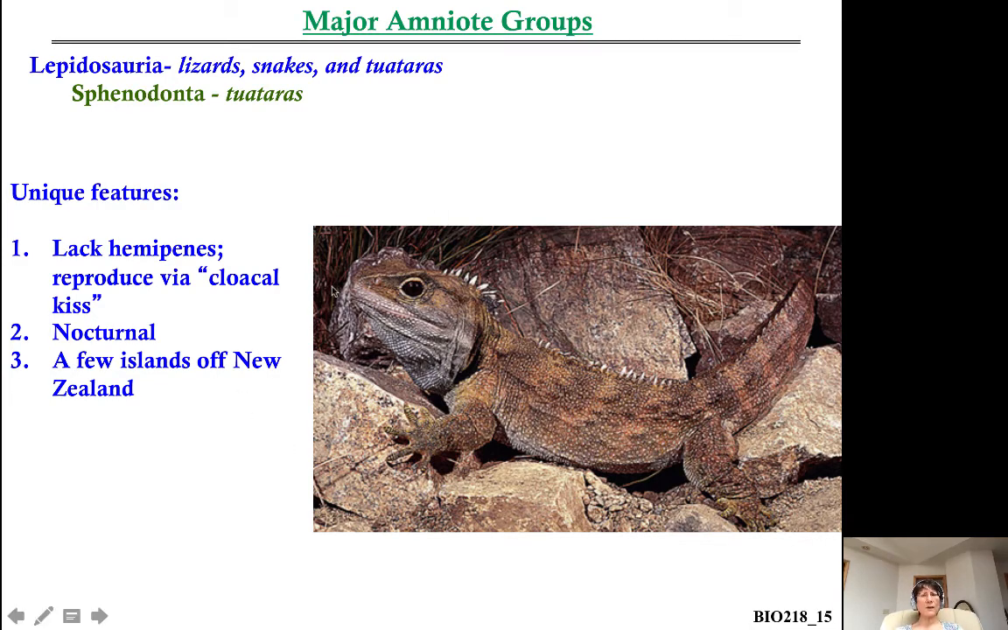These guys are all nocturnal. They're only active at night, not during the day. And they only occur on a few islands that are off the coast of New Zealand. And that's something I want you to commit to memory. So you got Australia. Off the coast of Australia is New Zealand, which is formed of 2 major islands. And then there's a couple of really small islands like Cook Island that's off the coast of New Zealand. And that's where you find these very odd lizards.